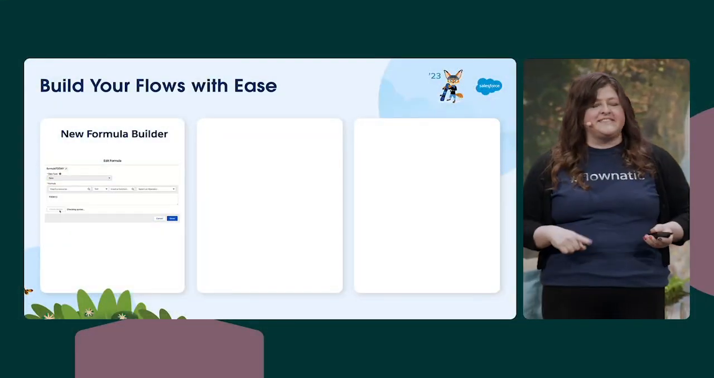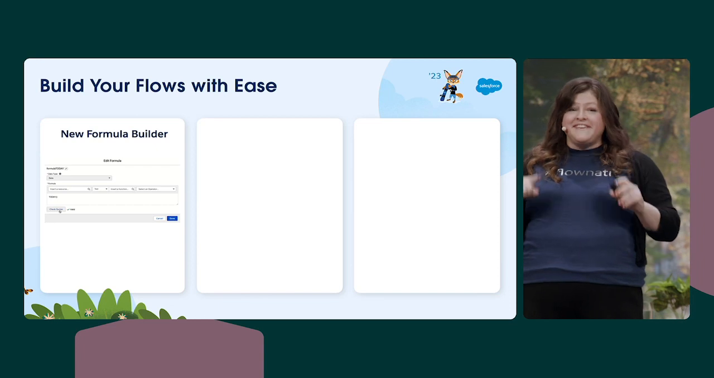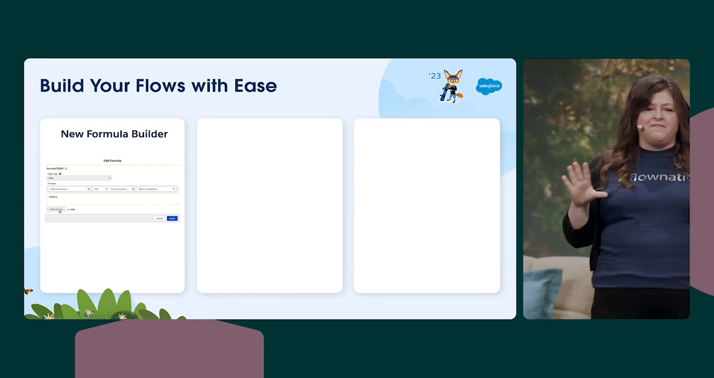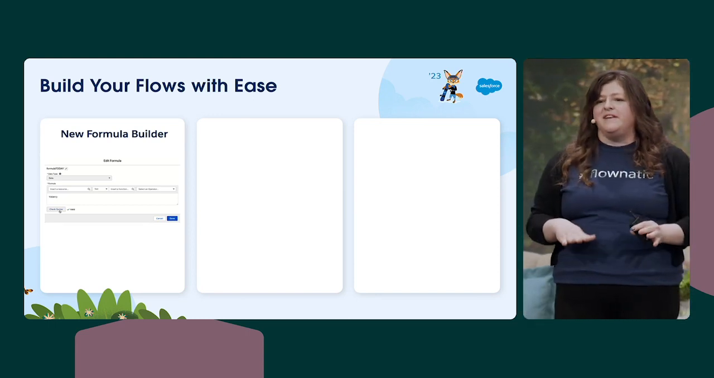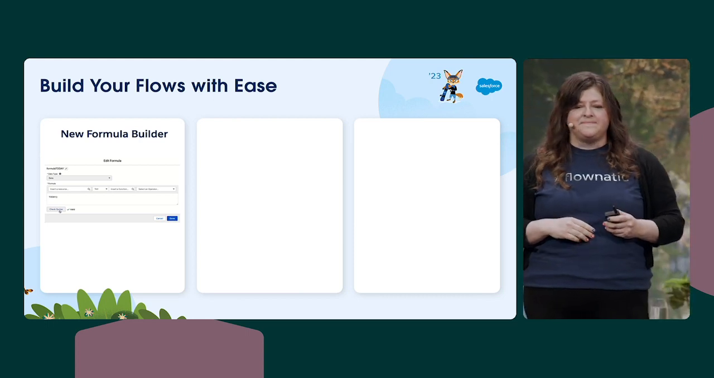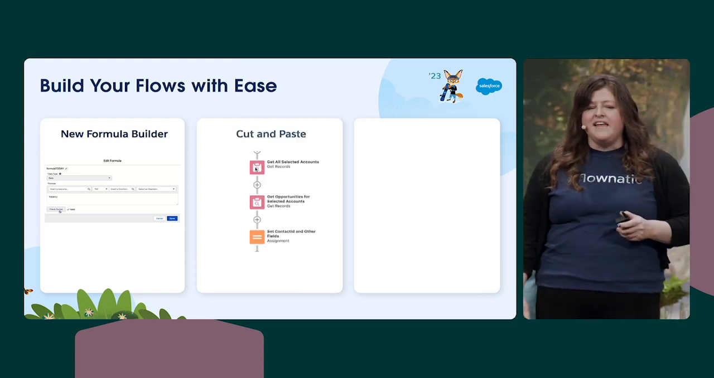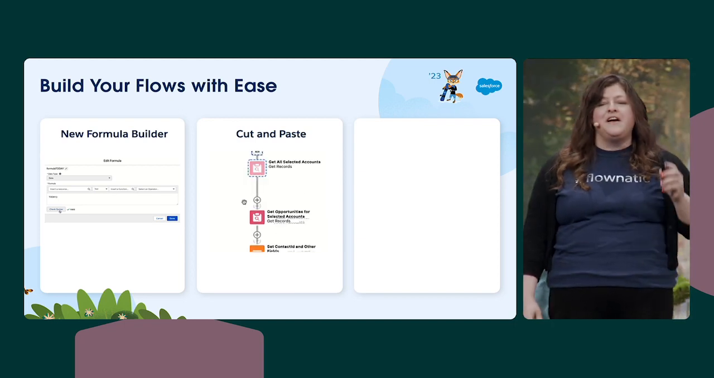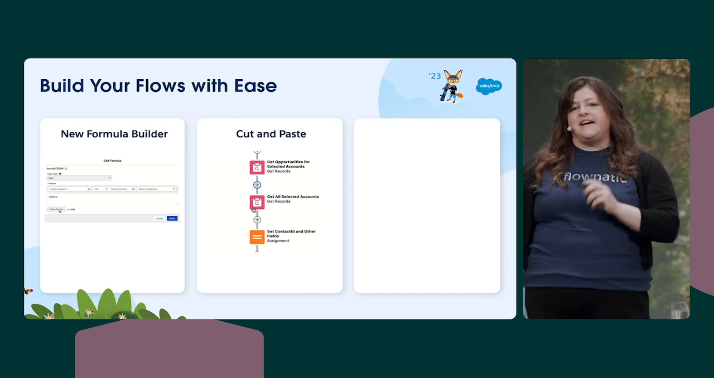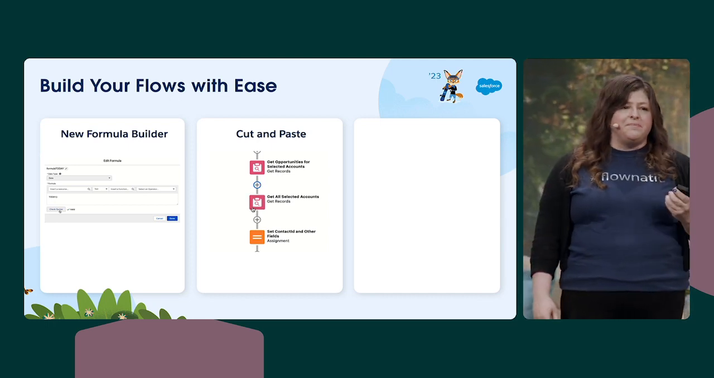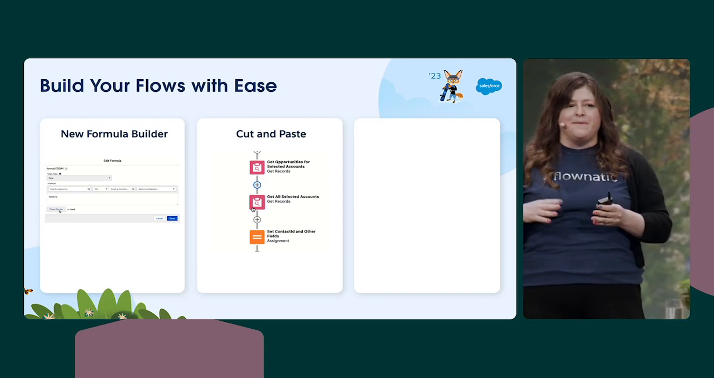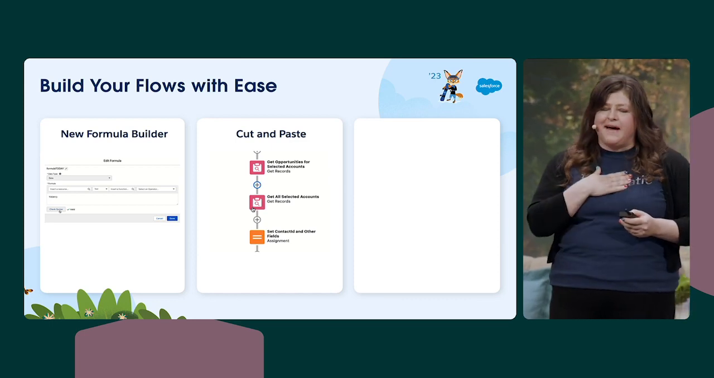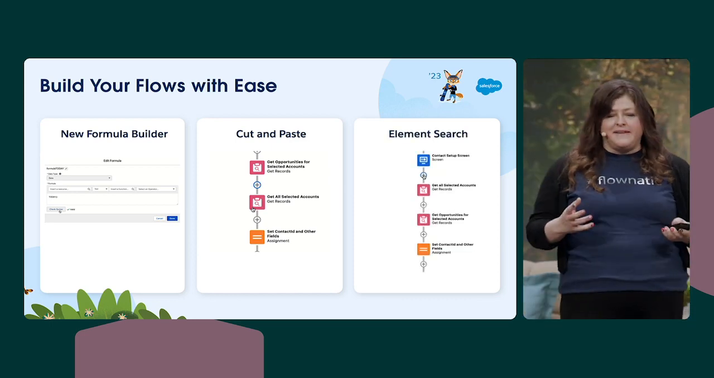Number 1, if you've ever tried to build a formula in Flow in the past, you know how impossible it can be. Well, now, in the Winter 23 release, we have an all-new Flow formula builder using that new Lightning Web Component. We have that check syntax button and everything you need to make building formulas easier than ever. Number 2, those of you who've used auto layout early on, we heard your feedback loud and clear. We don't just have copy and paste anymore, which led to a lot of duplicate IDs. We now also have cut and paste available in auto layout, so you can move things around without worrying about duplication. And number 3, and my personal favorite, we have element search.